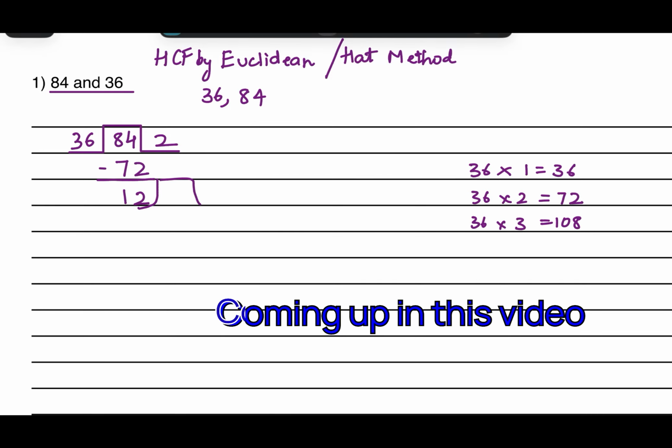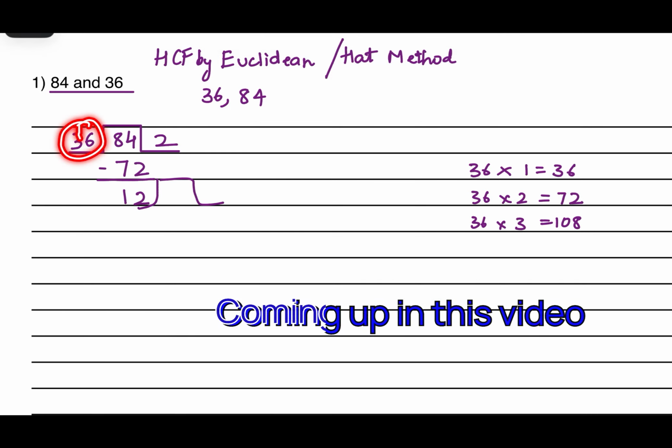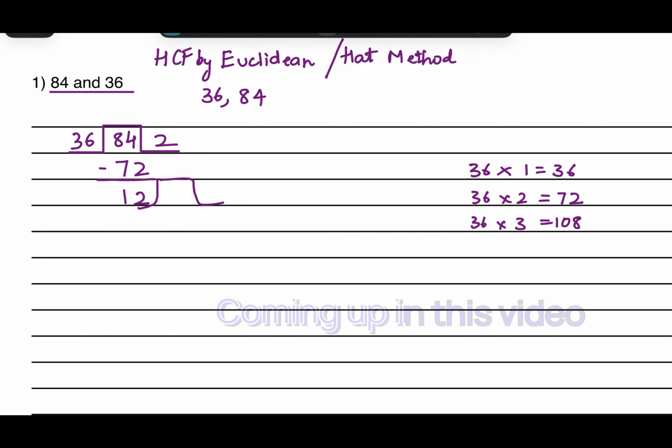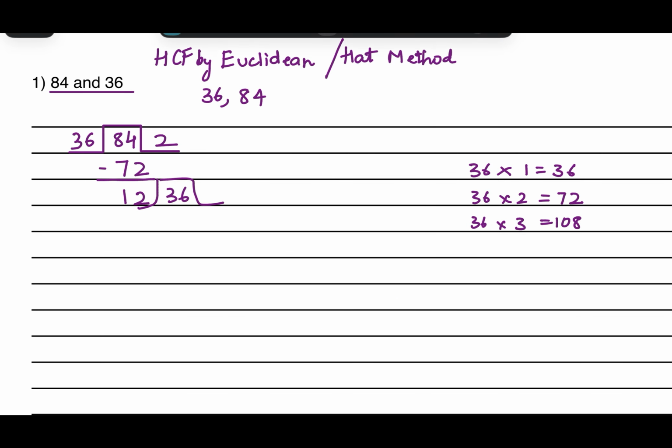Draw another hat here. Now what we have to do is, whatever is here, that jumps here. So I'm going to bring 36 here. Now what do we do? 12. We have to say the 12 times tables, or keep saying it till we reach 36. 12 into 3 is 36. Okay, 12 3s are 36. Once we get the 0 as a remainder, we stop here.